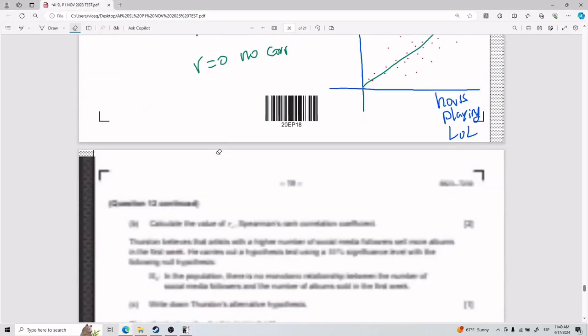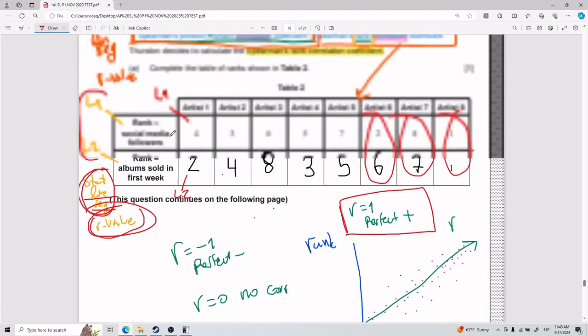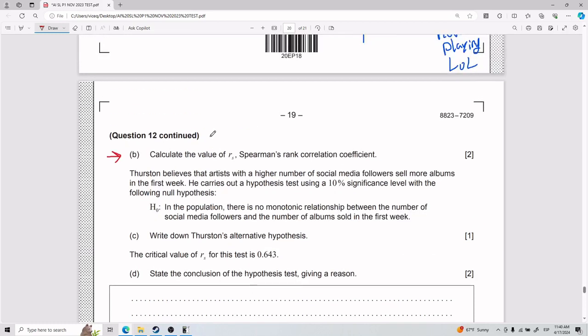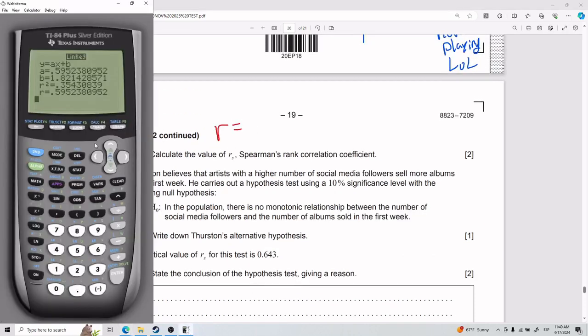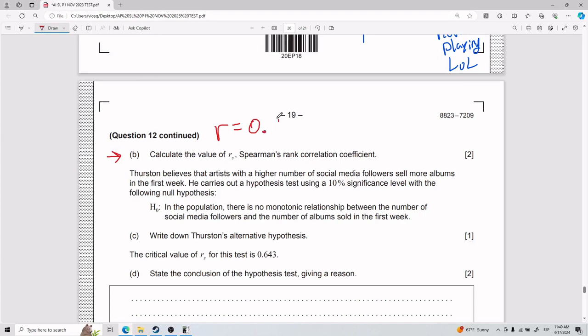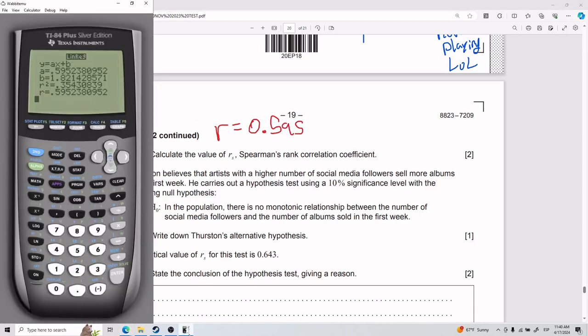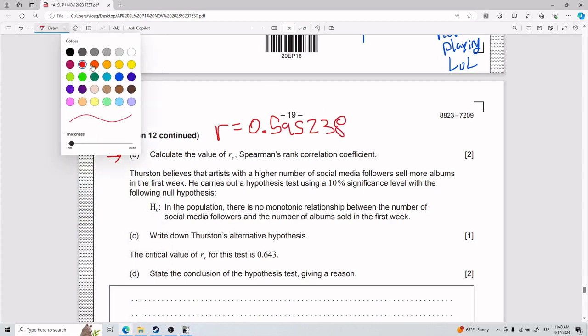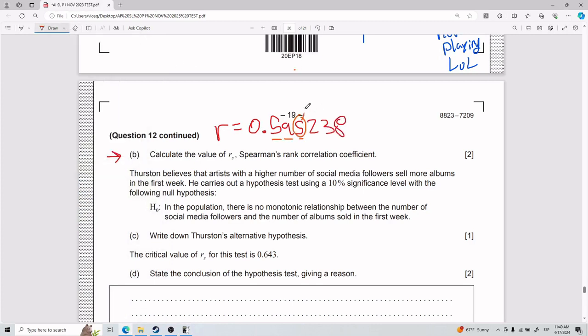Okay, so for part B, which, I don't think I ever mentioned it, you need to calculate the value of Spearman's rank correlation coefficient. And there it is. So R is going to be 0.595238. If you count significant figures, you're going to count 1, 2, 3. Do you round it up or keep it the same? You keep it the same. So if you want to do significant figures, it's 0.595. All right. So pretty easy 2 points.